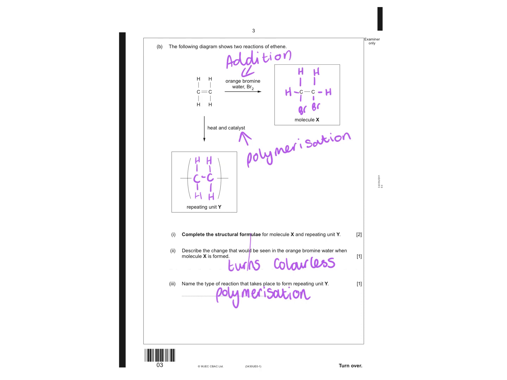Describe the change that we've seen in orange bromine water when molecule X is formed. It would turn colourless. And name the type of reaction taking place when a repeating unit forms. That is polymerization.